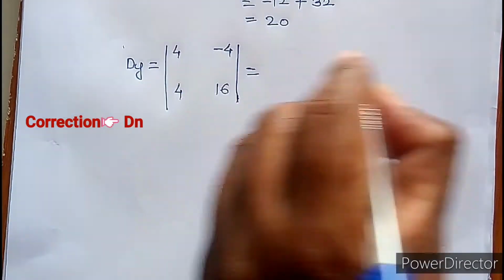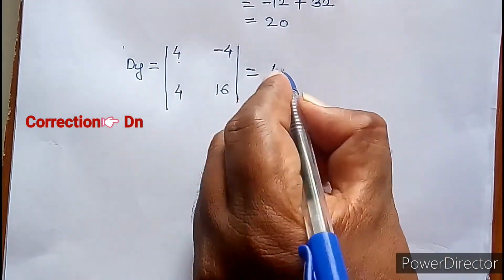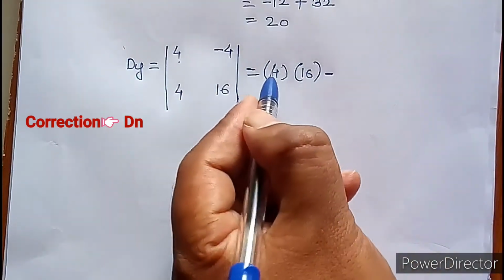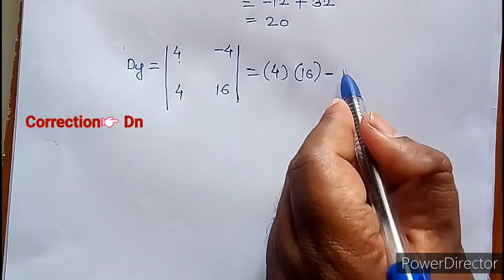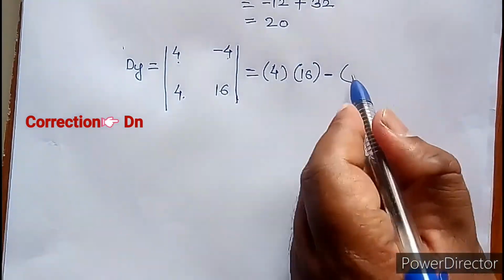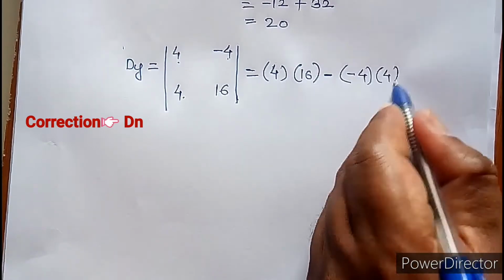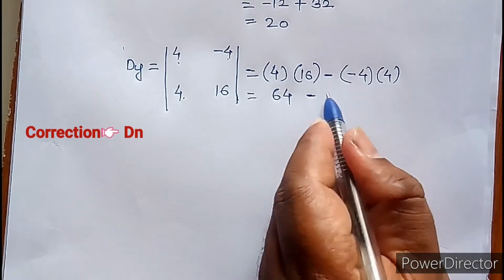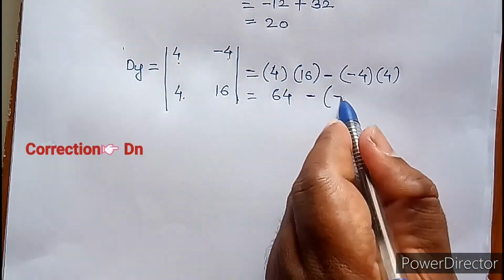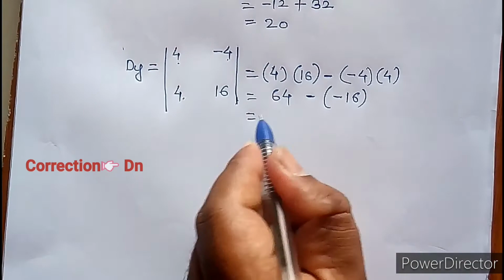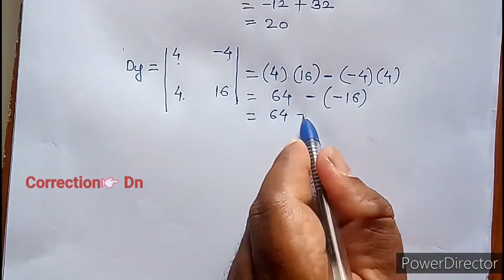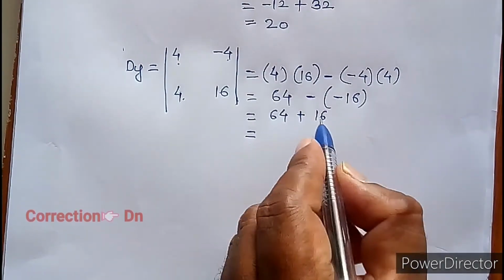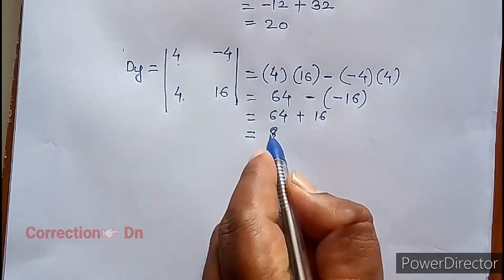Now we have to find the value of dy. That is, 4 will be multiplied with 16, 4 into 16, minus, as it is minus 4 into 16 minus, now this minus 4 will be multiplied with this 4, minus 4 into 4. Now here 4 into 16 will be 64, minus, as it is, now this minus 4 into 4 will be minus 16. Now here 64 as it is, minus will be plus 16. Now it is simple addition, we get 64 plus 16 equals 80.